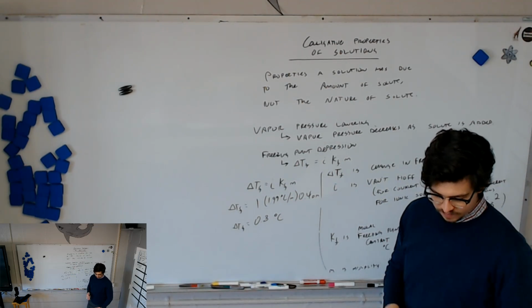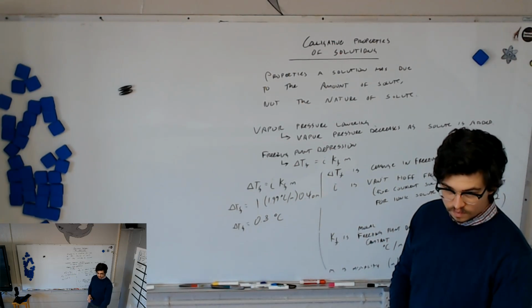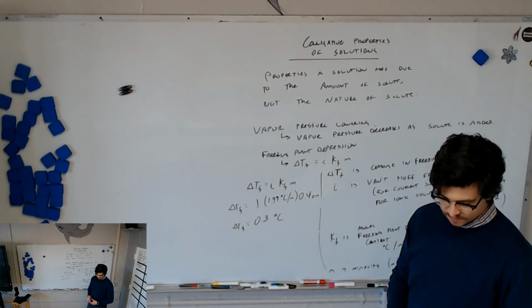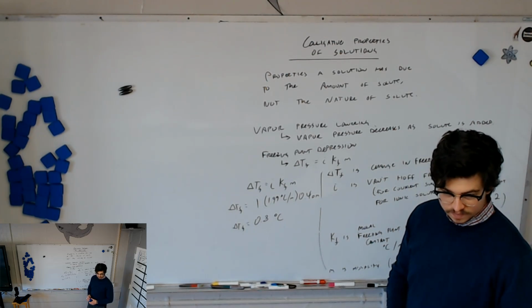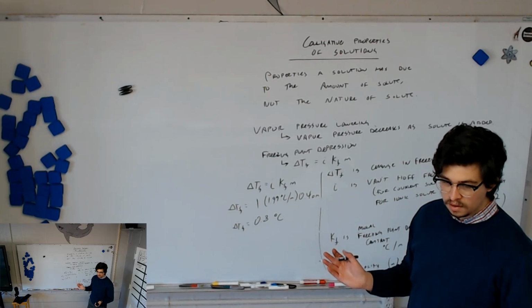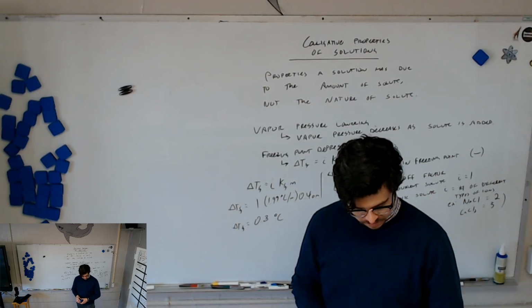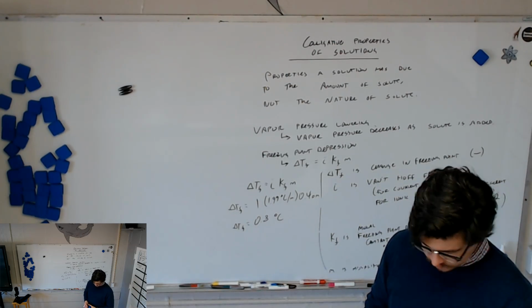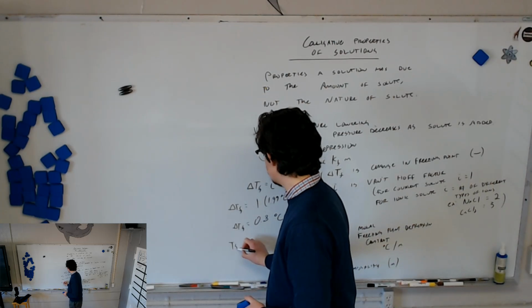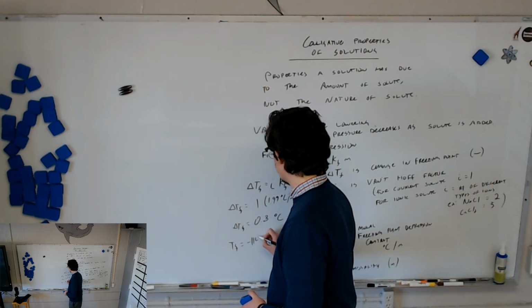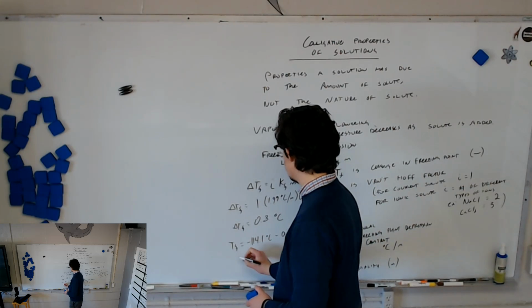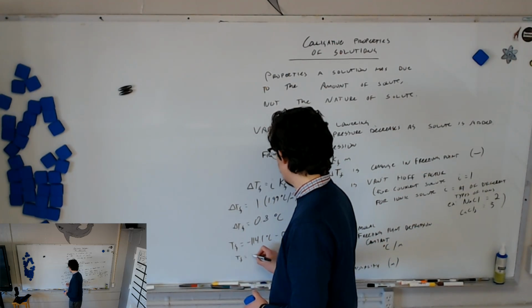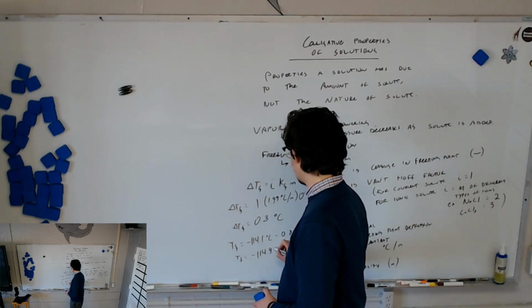Nope, it is not, because now we have to subtract it from the freezing point. And what was the freezing point of ethanol? How do we know the freezing point of ethanol? Oh, it's here. It's negative 114.1. So T sub F equals negative 114.1 degrees Celsius minus 0.8 degrees Celsius gives us a new T sub F of negative 114.9 degrees Celsius.